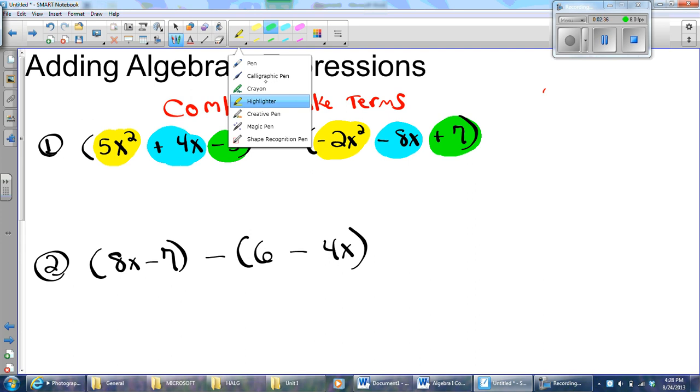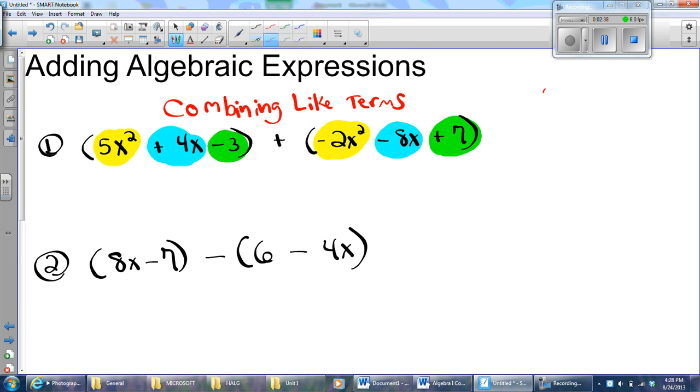Now it's just a matter of adding. If I've got 5x squared and minus 2x squared, I must have 3x squared because 5 minus 2 is 3. Now in blue, I have 4x and I have minus 8x. Please don't get this wrong. You know that 8 minus 4 is 4, so 4 minus 8 must be negative 4. It's too easy to get that wrong.